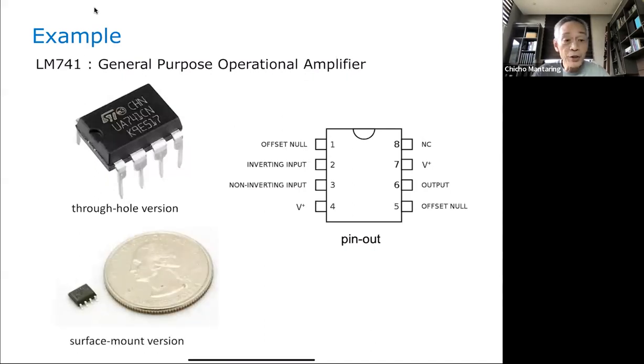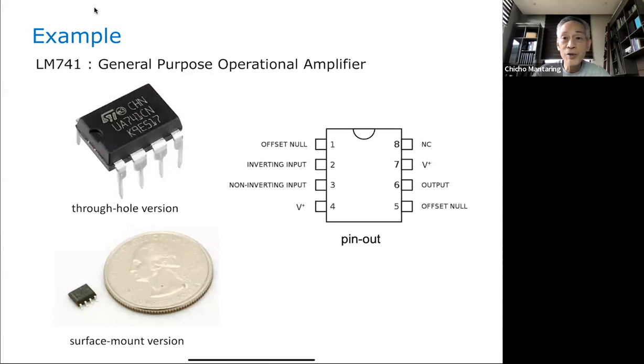So this is another version of the 741. This is what we call the through-hole version. You actually use the through-hole version usually in experimentation. This is something that you can plug into a prototyping board and then easily wire to other components.